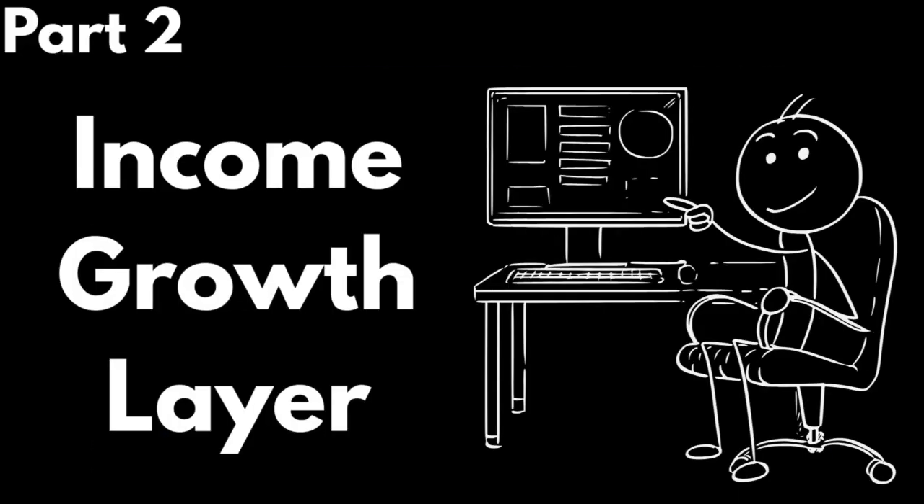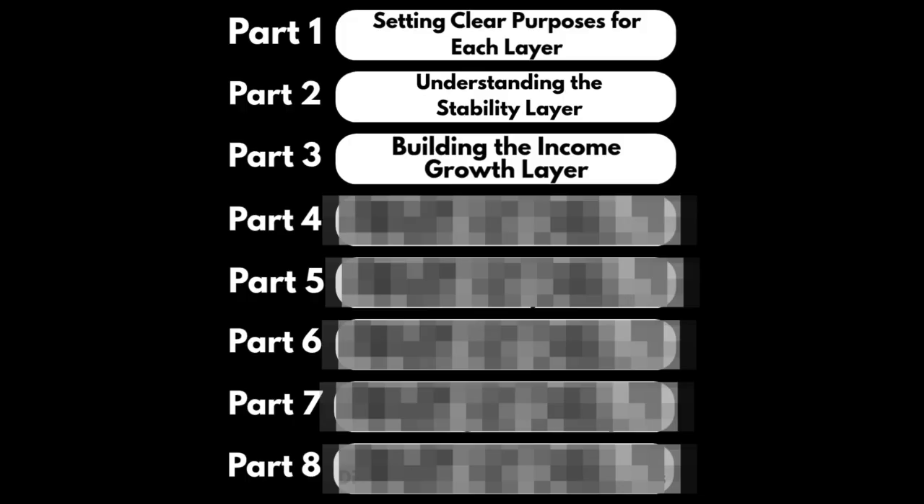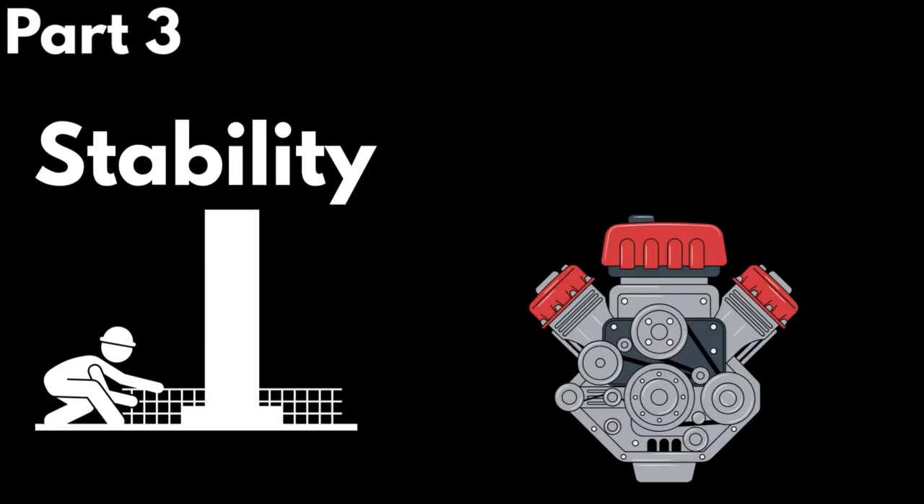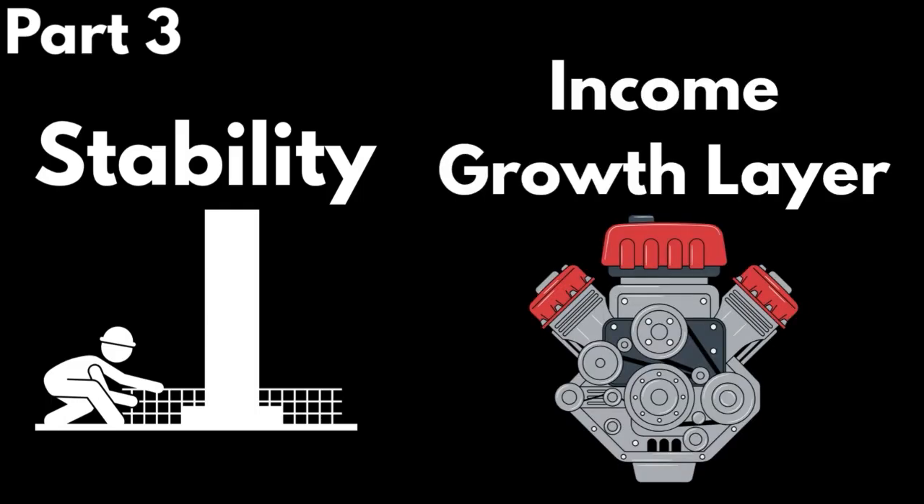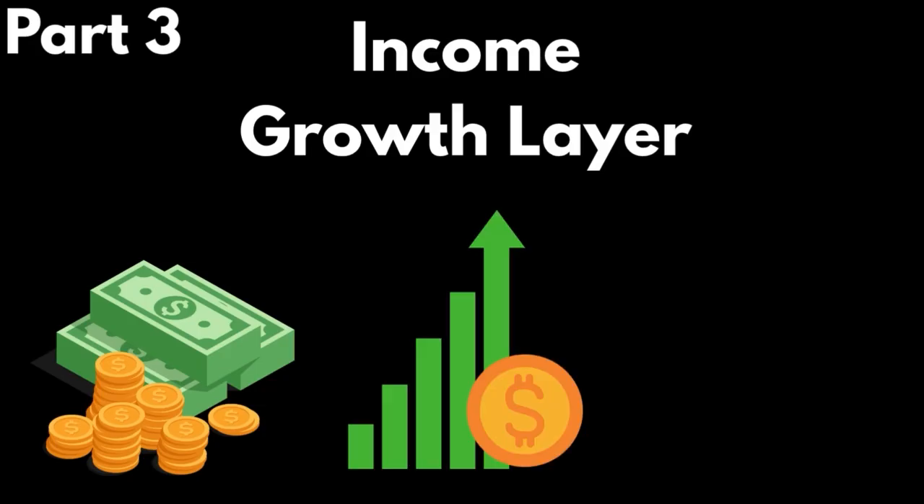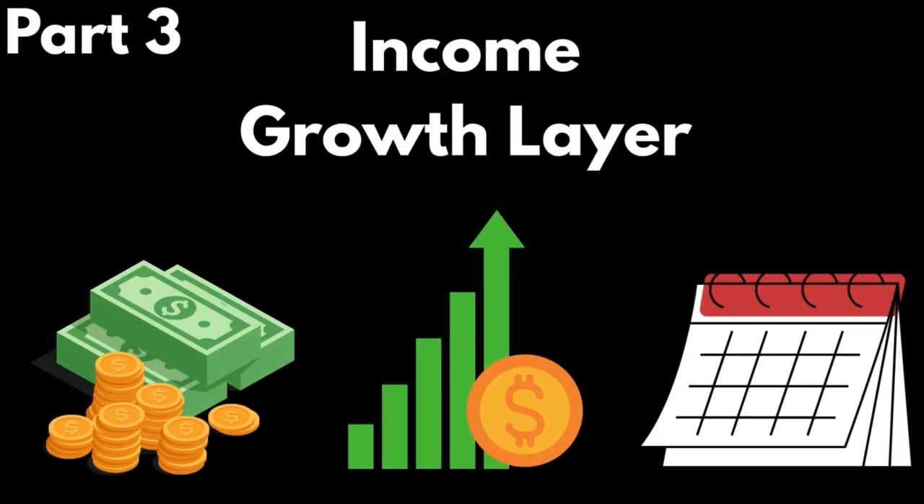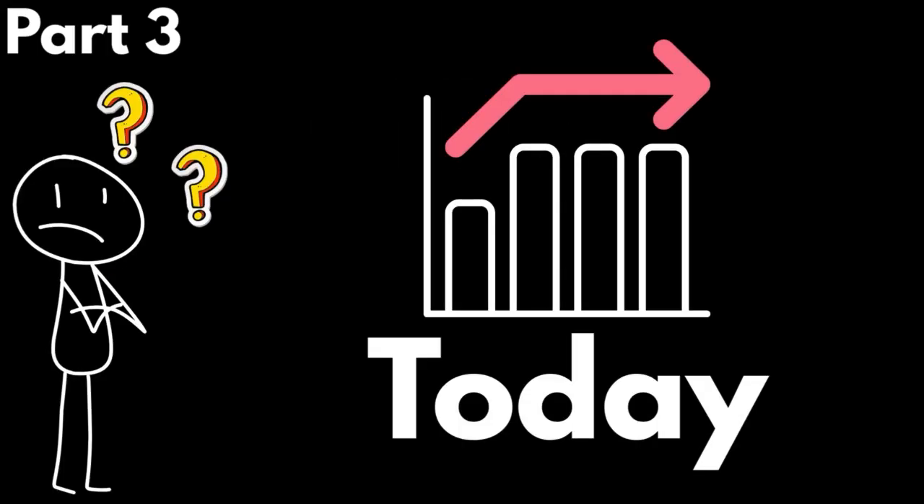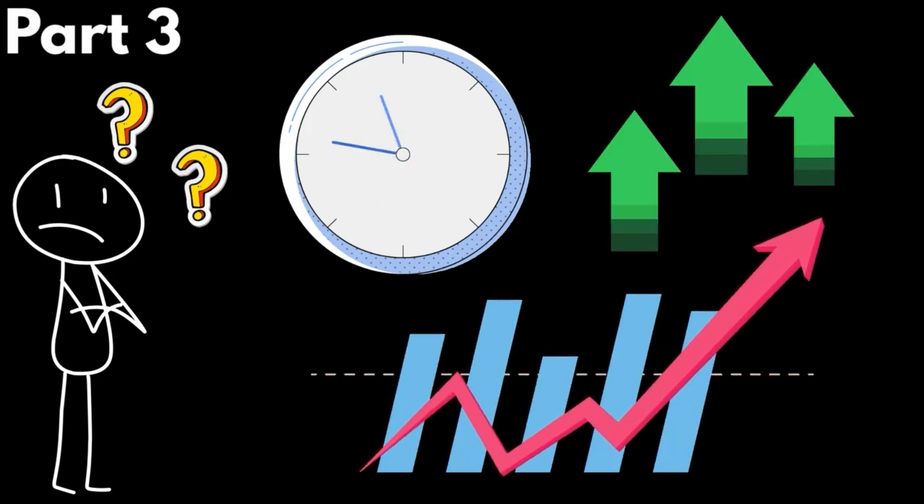The income growth layer. Part 3. Building the income growth layer. If the stability layer is your foundation, this is your engine. The income growth layer. This is where your income does not just sit, it climbs. Slowly, steadily, year after year. These are not the highest yields today, but give it time, and they grow into monsters.